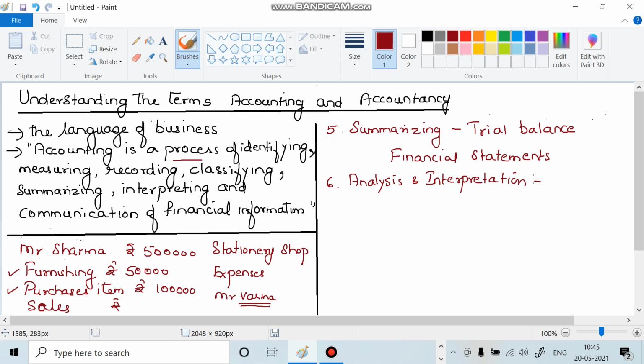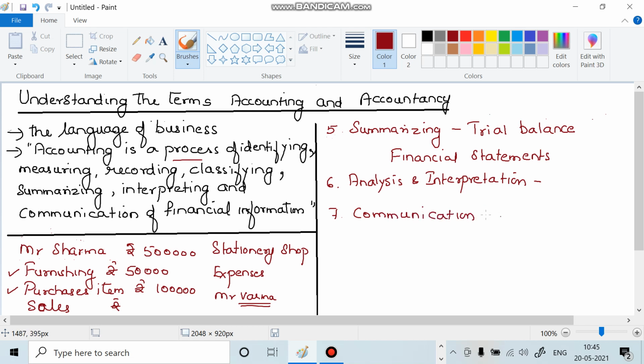So for all these purposes, this is the stage of accounting where the interpretation of the data made available in the financial statements would be useful. It will help in taking decisions. It will be helpful in making plans. So it helps in planning as well. And the final stage that we have of accounting is communication.